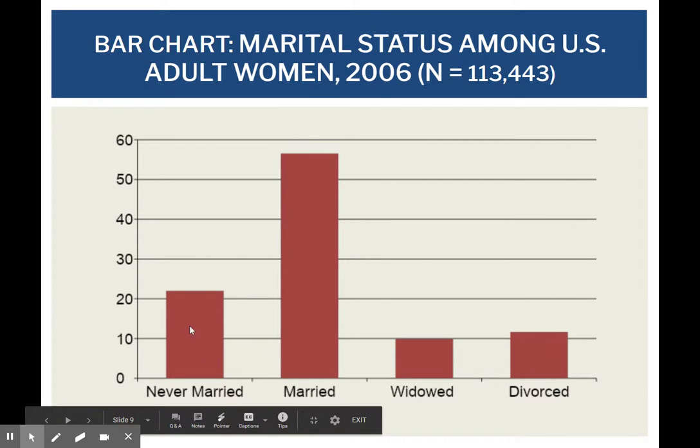So we see our never married is somewhere a little bit over 20, but below 30, married all the way up here, somewhere like 55, 56, 57%, widowed down here around 10%, and divorced a little bit over 10%, probably somewhere around 11 or 12%.